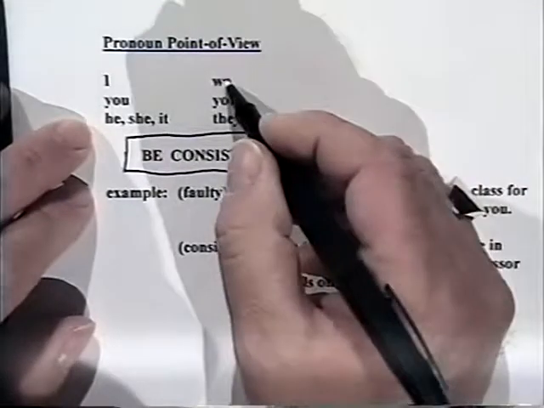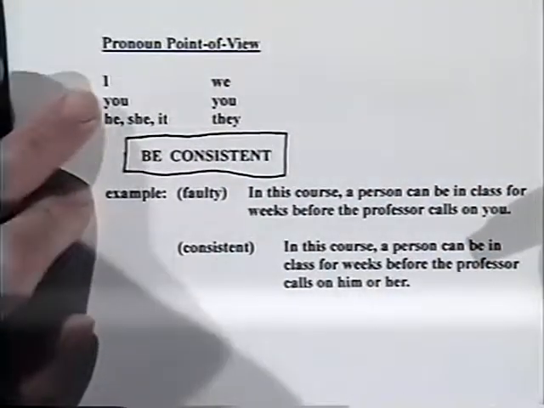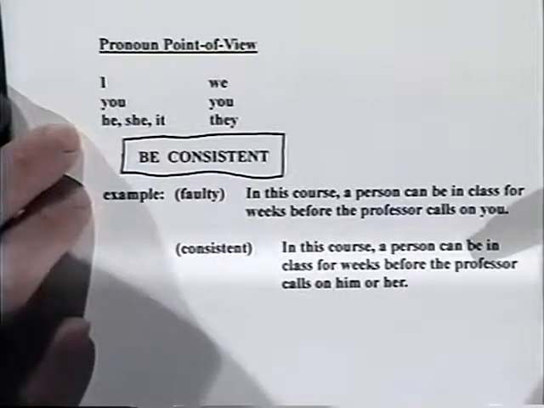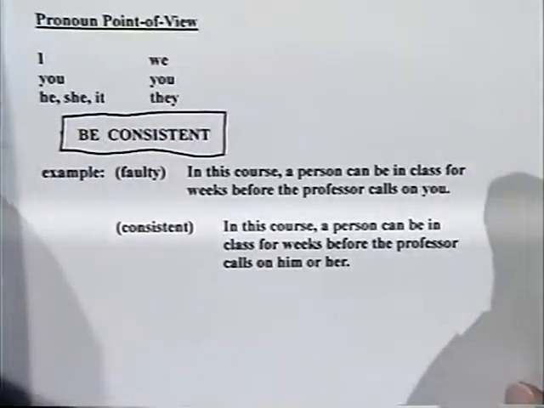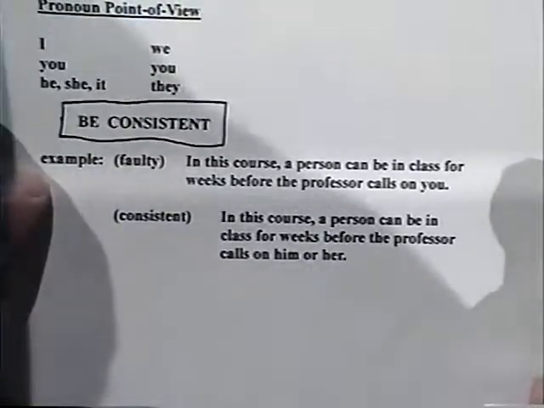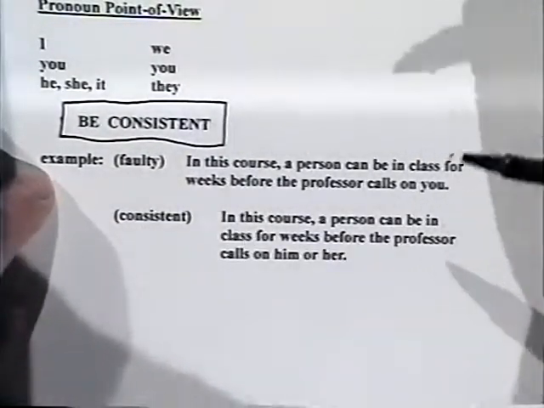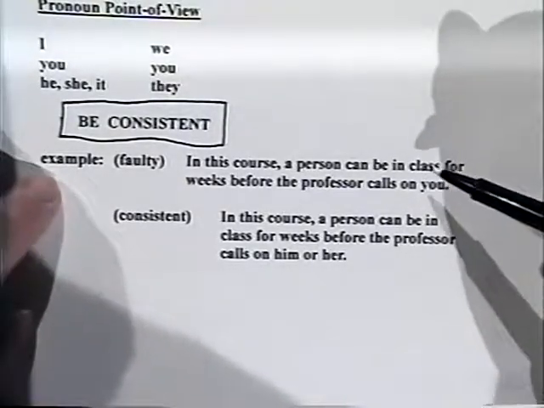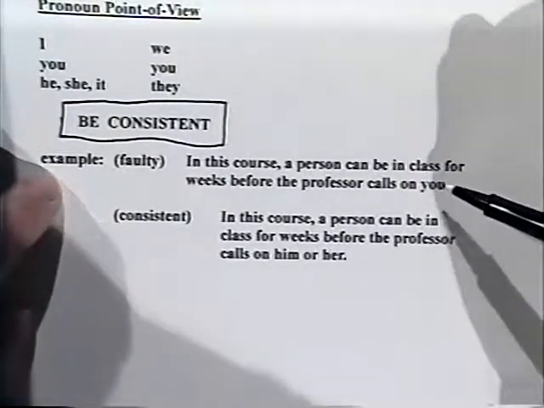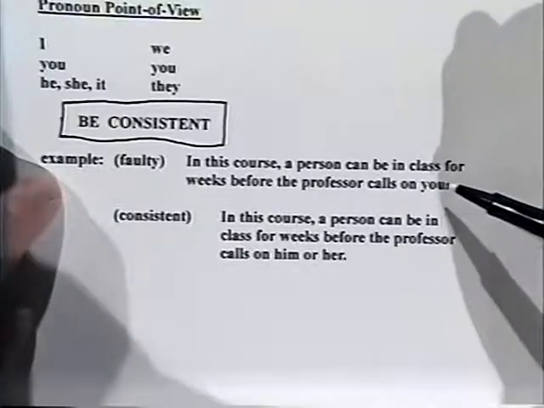If you start your essay using the word he or she, stay with it. Don't halfway through switch to we. If you start with they, don't switch to I halfway through, in the same essay, in the same piece of writing. Here's a couple of examples. Now, this would be faulty or inconsistent, example one. In this course, a person can be in class for weeks before the professor calls on you.